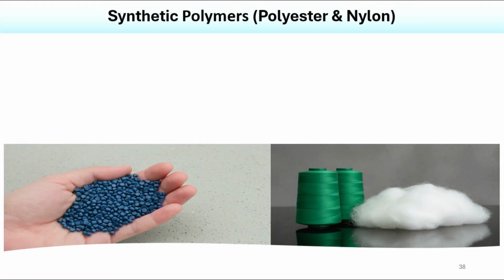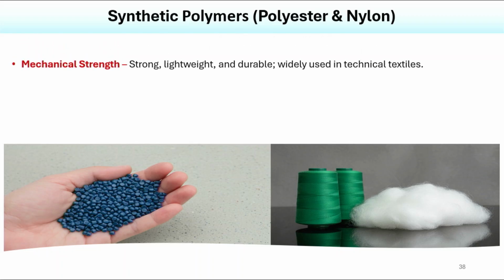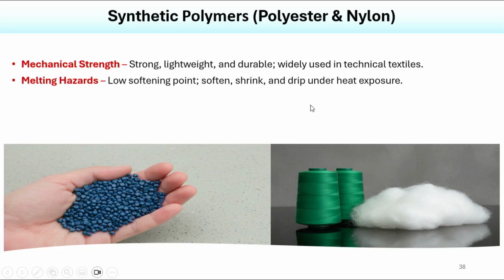Now, the synthetic polymers, polyester and nylons, are normally not used for firefighter clothing. The mechanical strengths are strong, lightweight, durable. The melting hazard is that they have a low softening point and soften, shrink, and drip under heat exposure. So, that is the main drawback. Low softening point, and it shrinks. That is not required in case of firefighter clothing, and it drips.